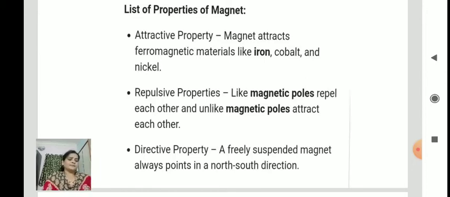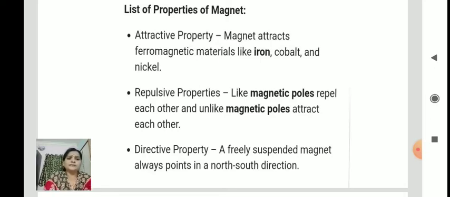And the repulsive property. What is the repulsive property? Magnetic poles repel each other. Like poles repel each other and unlike poles attract each other. For example, if a north pole of one magnet is brought near the north pole of another magnet, then there occurs a force of repulsion. Those two magnets repel each other. If a north pole of one magnet is brought near the south pole of another magnet, then they tend to attract. So this is the repulsive property. That means like poles repel and unlike poles attract each other.